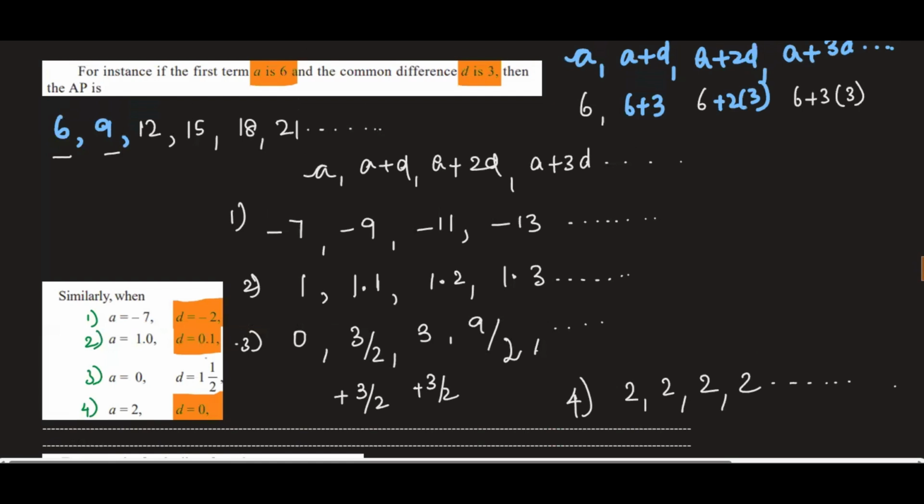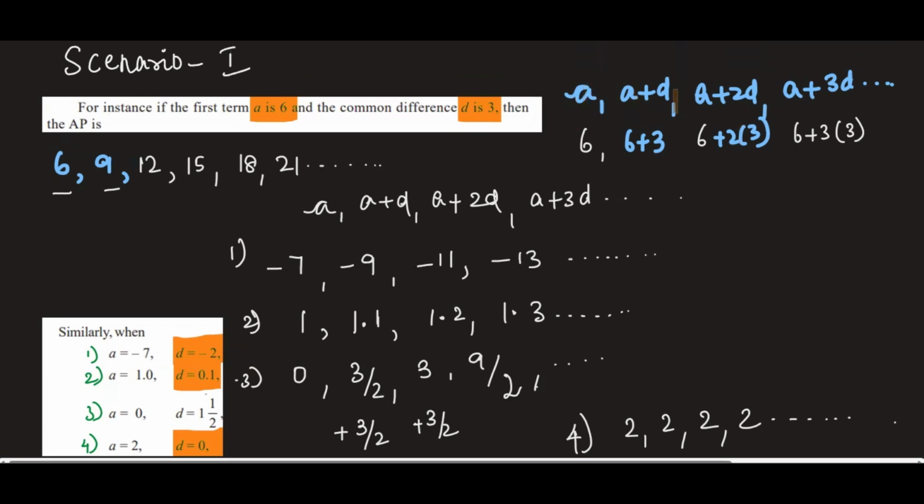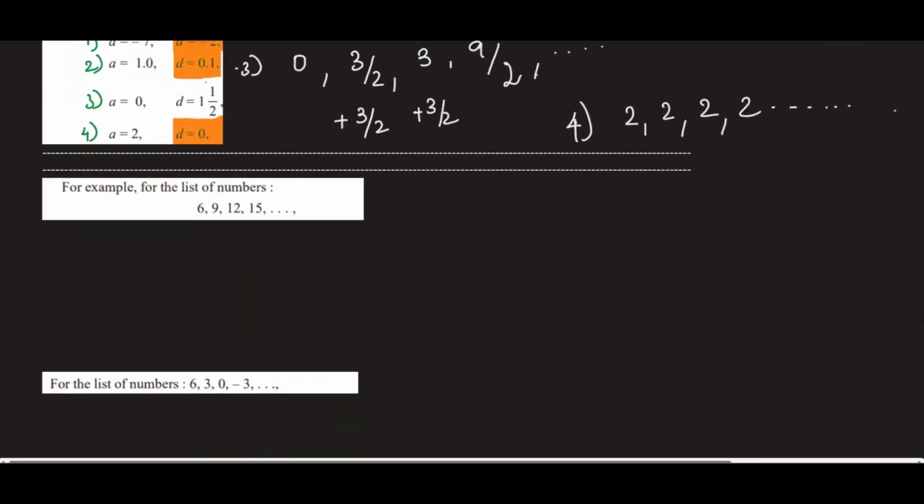So now we should be able to form an arithmetic series. Also, the general form of an AP series will be A, A plus D, A plus 2D, A plus 3D, and so on.